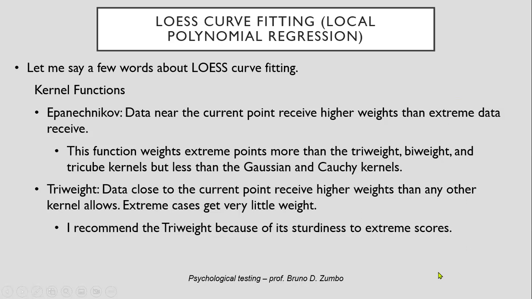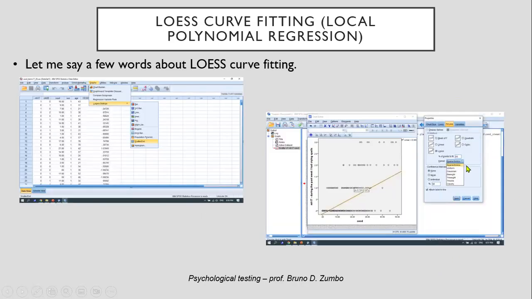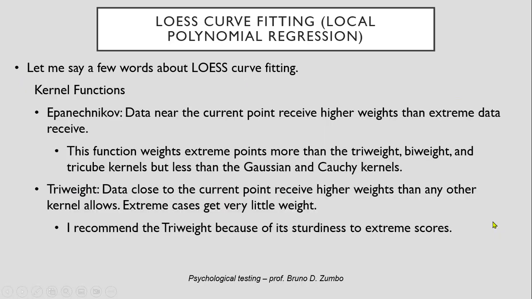There's a whole bunch of them, as you saw a moment ago, that SPSS gives, and if you use other packages, they give you even more. The Gaussian kernel for the normal distribution is a very common one. The one I'm actually going to get us to use is the tri-weight. Data close to the current point receive higher weights than any other kernel allows, and extreme cases get very little weight. So you're getting down-weighting of extreme cases.